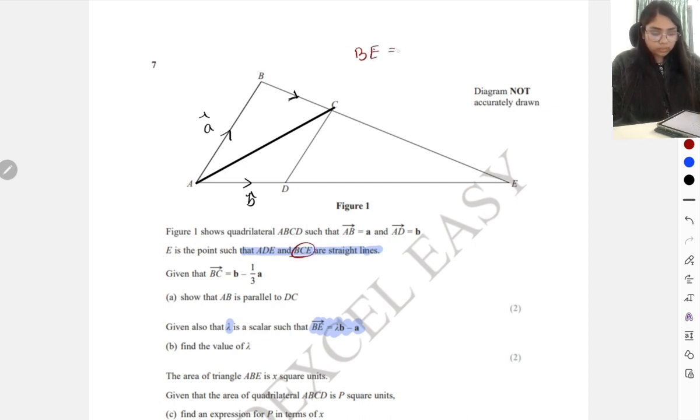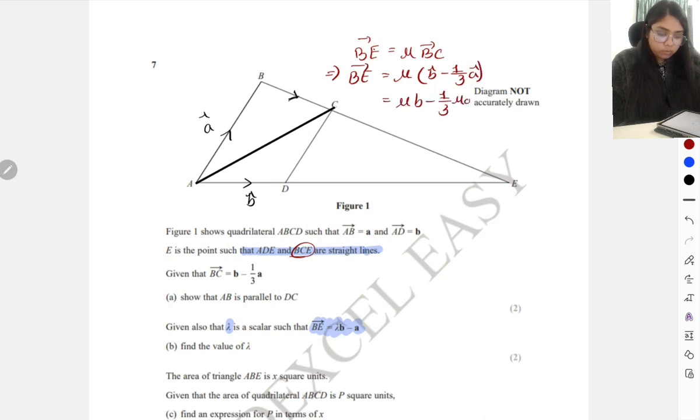So I can write that BE is equal to BC, but there must be some ratio between them, right? They're not exactly equal. But as I'm not aware of the ratio, I can write mu. This unknown constant represents the ratio between the lines BC and BE. So I'll figure out another equation for BE in terms of mu. The value for BC was B minus 1 by 3 A, which is going to be mu times B minus 1 by 3 mu A.